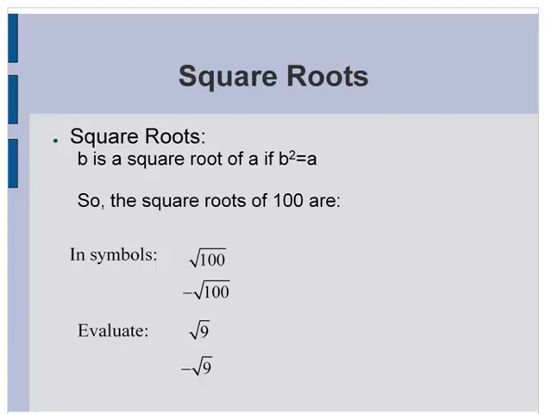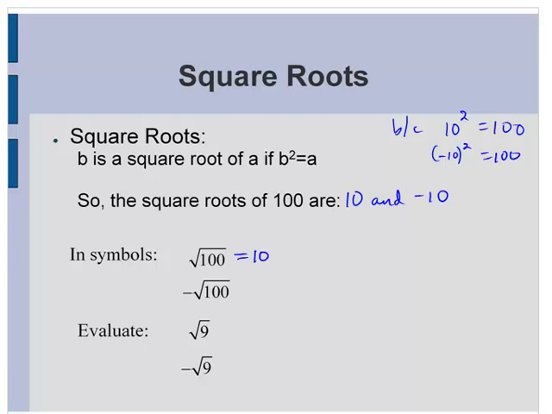So, for example, the square roots of 100 are 10 and negative 10, because 10 squared is 100, and negative 10 when squared is also 100. So therefore the square roots of 100 are 10 and negative 10. Now in symbols we say that the square root of 100 is 10.